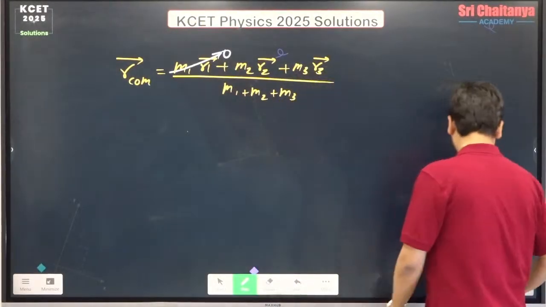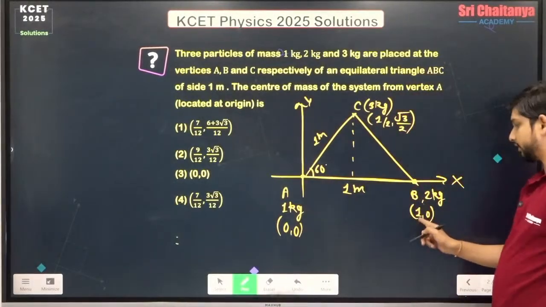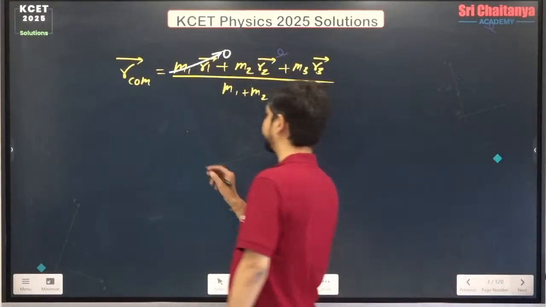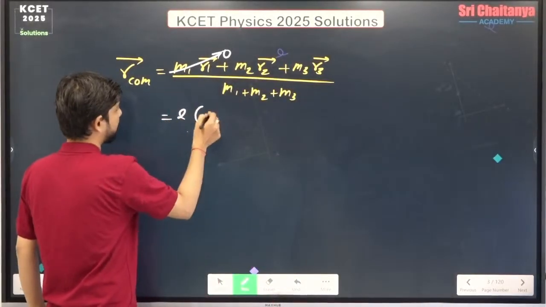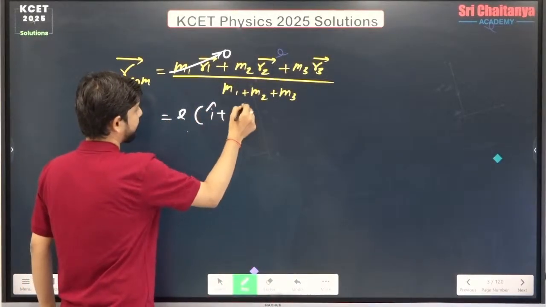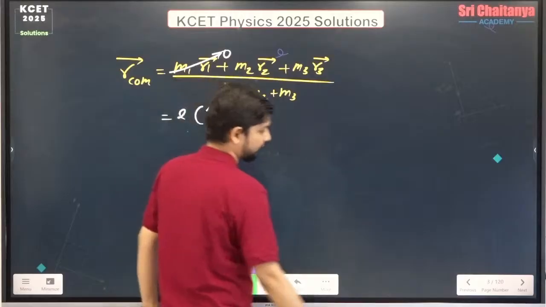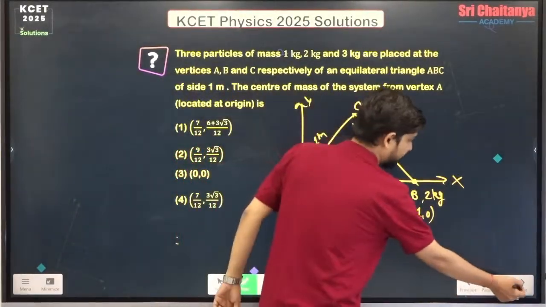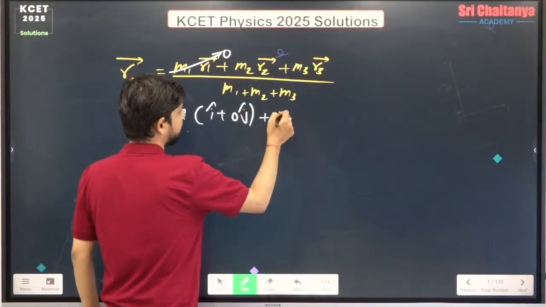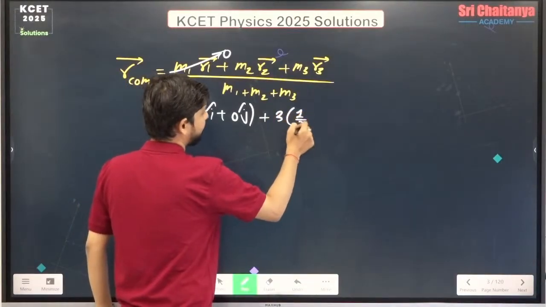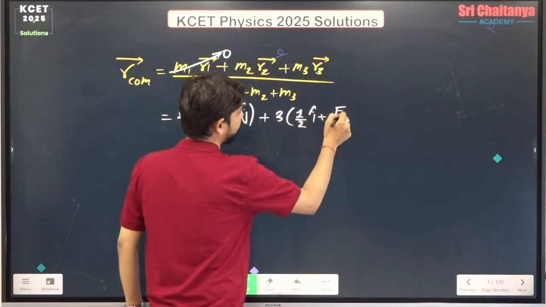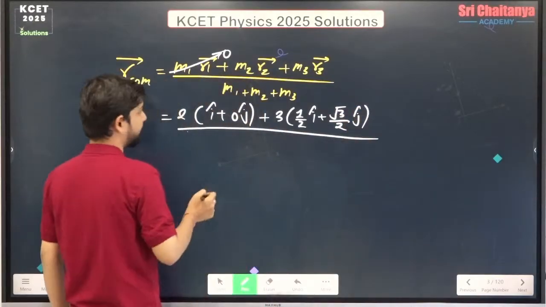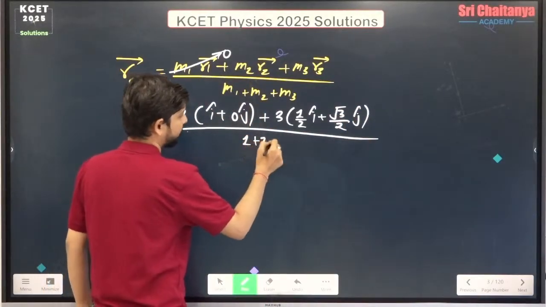Now for the second part, the mass is 2 kg, and the coefficient is 1 i cap only. So it is going to be 2 i cap plus 0 j cap. And similarly, if you want to put the value of the 3 kg mass, the coefficient is 1 by 2. This is the 3 kg mass, 1 by 2 i cap plus root 3 by 2 j cap, and in the denominator we have to write the total mass, so that is 1 plus 2 plus 3.